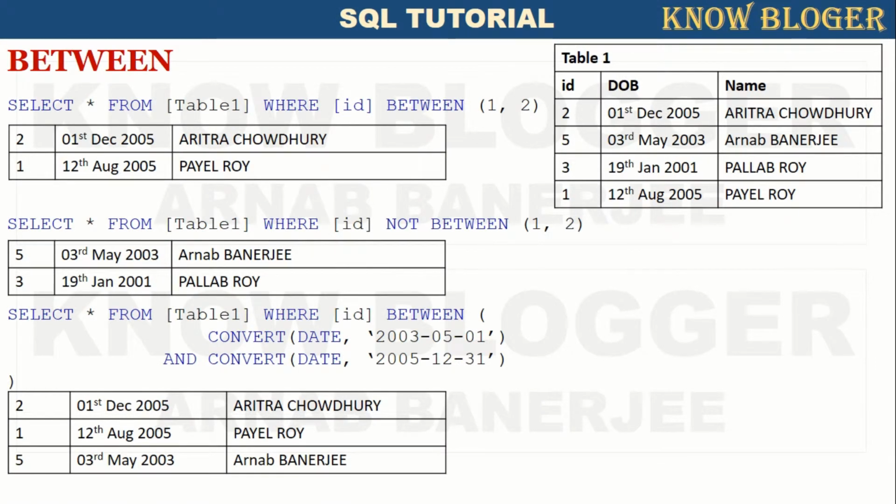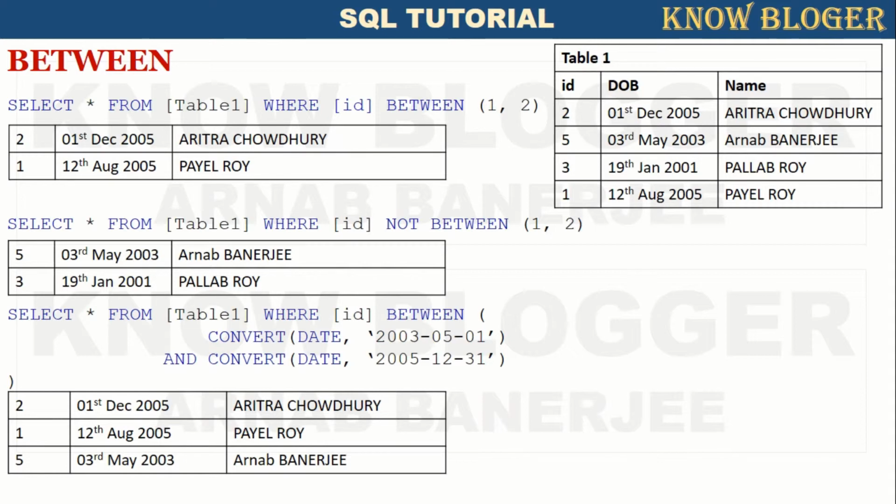The first statement is saying select star from table 1 where id between 1, 2. The 1, 2 is not an array here, it is a range. So it will give us all records which are available within the range of 1 and 2. So it is giving us 2 records, which are id 1 and 2. And now the second statement is select star from table 1 where id not between 1, 2. So it will give us all records which are not within the range of 1 and 2, and it is giving us the records whose id is 5 and 3.